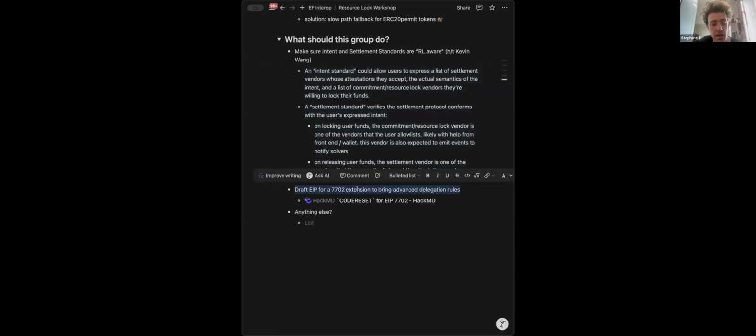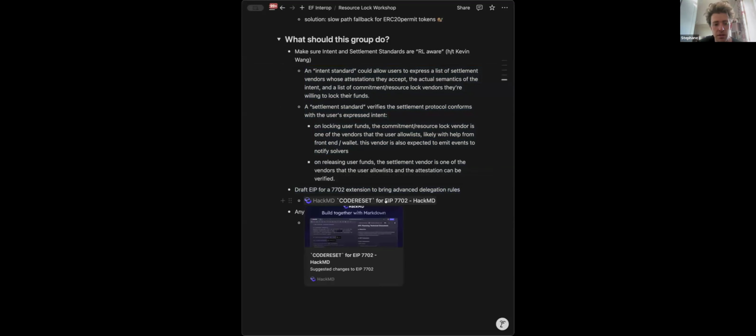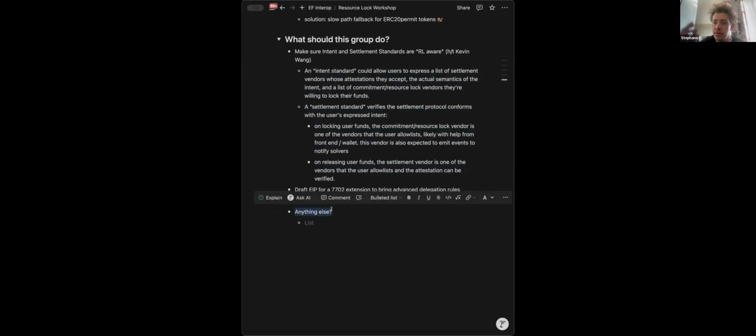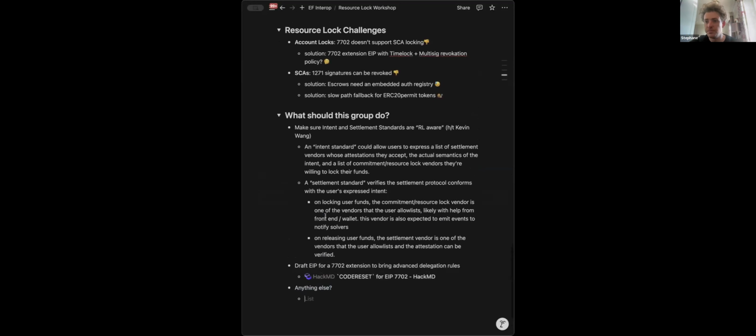Another thing this group can do is work on a draft of an EIP for a 7702 extension that has more advanced delegation rules. We put together a proposal last summer around this, along with a code reset opcode. I can show that, though I think it's been shown to the group already. But that could be an additional path that we explore as a group. Otherwise, it's up for discussion. If there's anything else you think is worth discussing or working together on, it would be great to get your input. So, any thoughts?